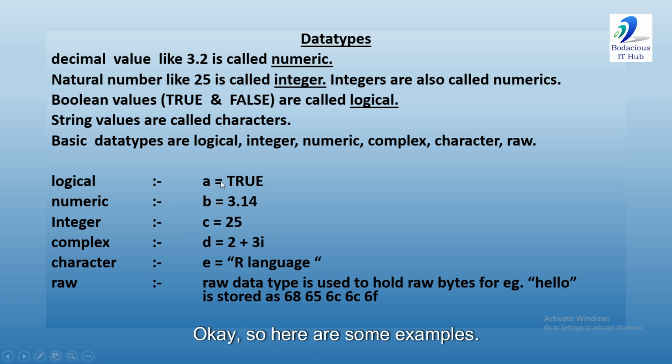Okay, so here are some examples. A is assigned true, so type of A is logical. B is assigned 3.14, so B is numeric. C is assigned 25, C is an integer. D is assigned 2 plus 3 iota, so D is a complex number. R language is being assigned to E, so E is a character type or string, and raw is used to hold raw data. So if I store hello, it will be stored as 68, 65, 6C, 6C, 6F.